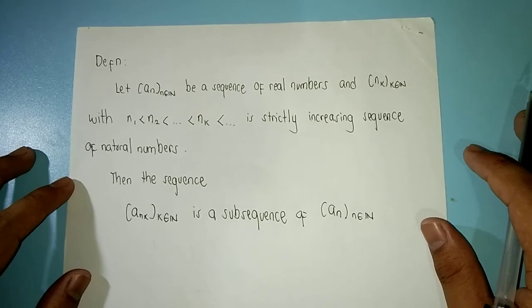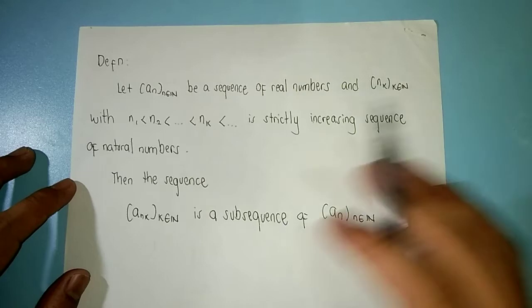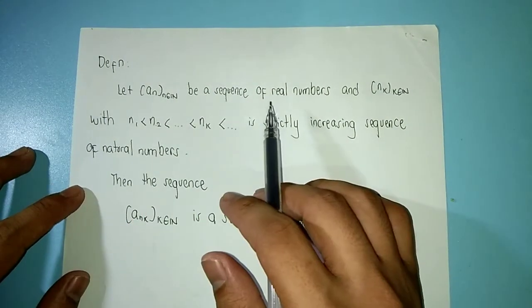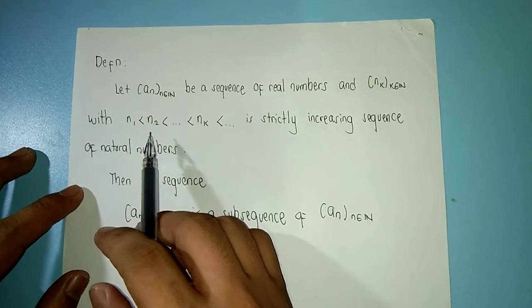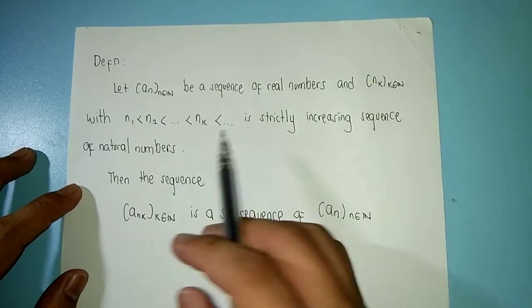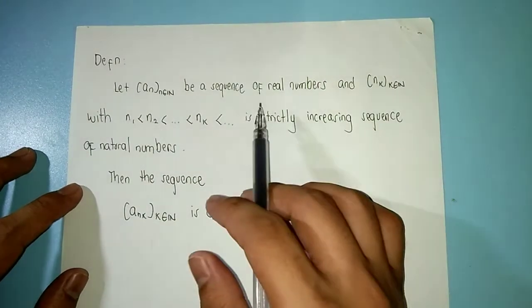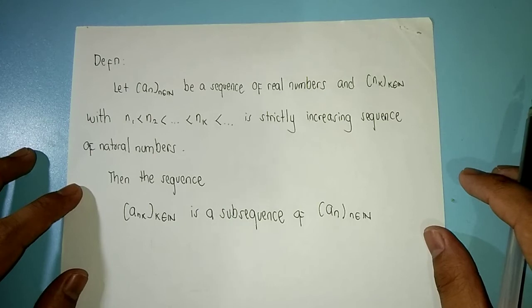In this video, we're going to discuss subsequences. So for the definition, let a sub n be a sequence of real numbers and n sub 1 less than n sub 2 less than up to n sub k less than so on be a strictly, take note of the word strictly, increasing sequence of natural numbers.